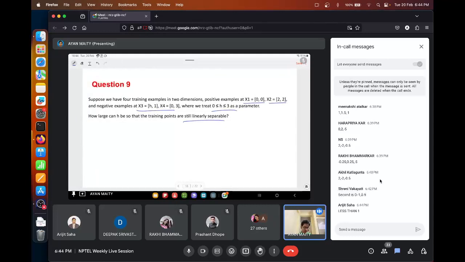So we want the positive points and negative points to be linearly separable. Then what should be the maximum value of h? Basically, the maximum value. What should be the maximum value of h?